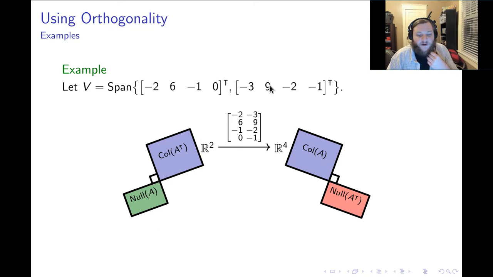Now, when I put these two vectors into the columns of a matrix, the matrix ends up being 4 by 2, and I have my picture of the 4 fundamental subspaces. The space I'm interested in is the column space of this matrix. And one thing to note here is that the two columns of this matrix are certainly independent because they're not multiples of each other. So I know those two columns give me a basis of this space.